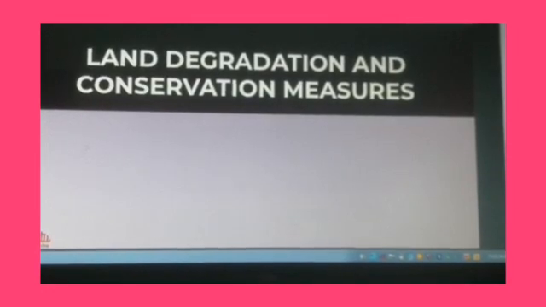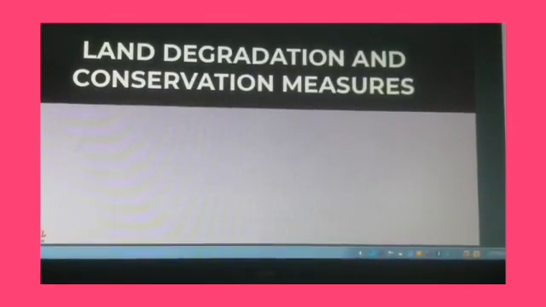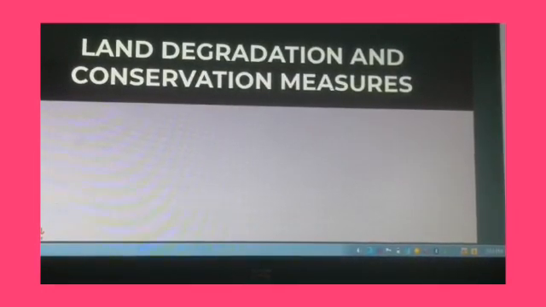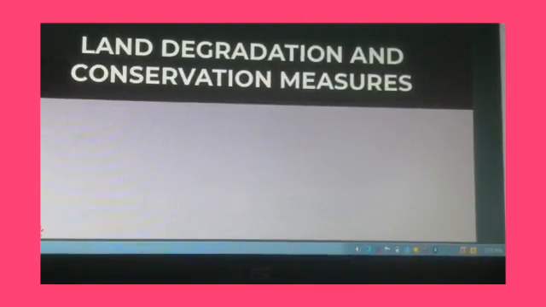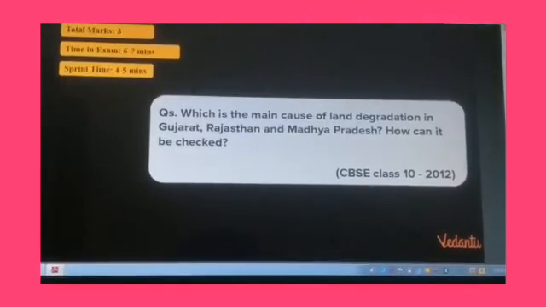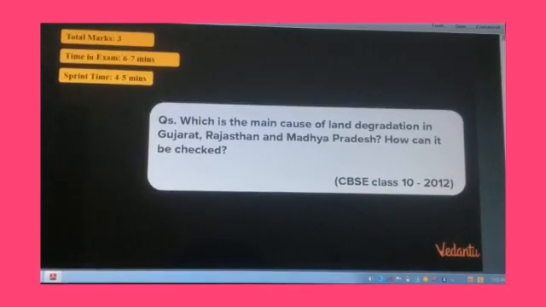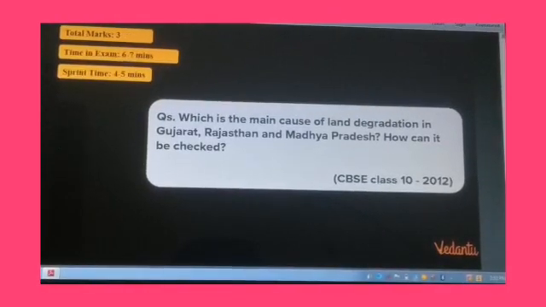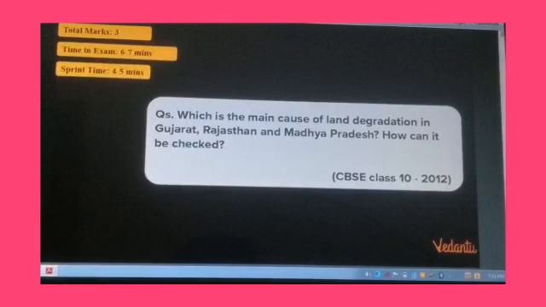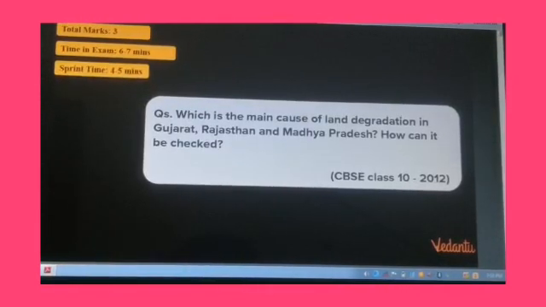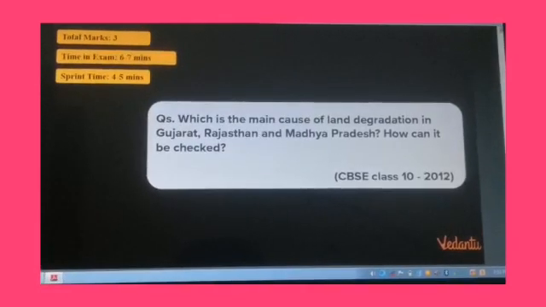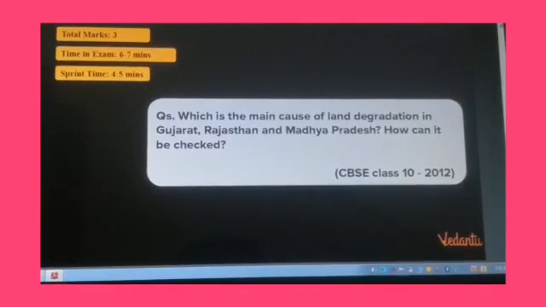Wasteland is also included here. What does wasteland mean? It includes rocky, desert, and arid areas. These are used for non-agricultural activities such as settlements, roads, railways, industry, etc. Next, land degradation and conservation measures. Which is the main cause of land degradation in Gujarat, Rajasthan, and Madhya Pradesh?